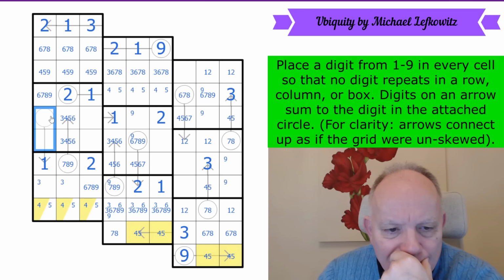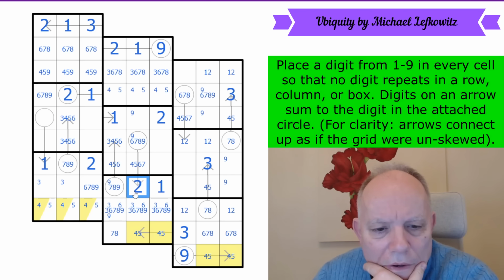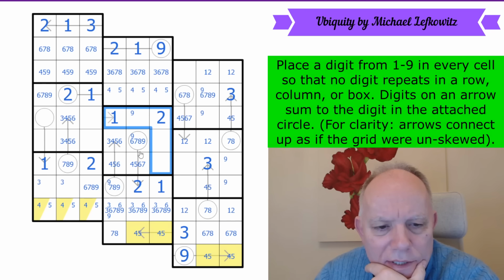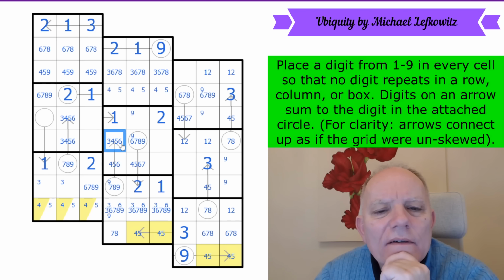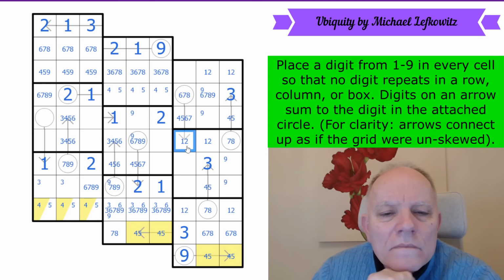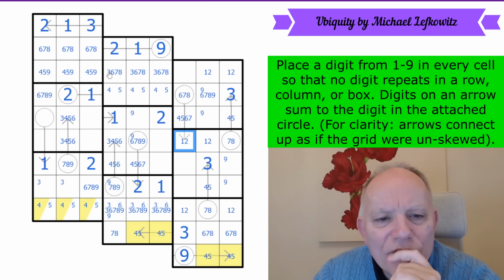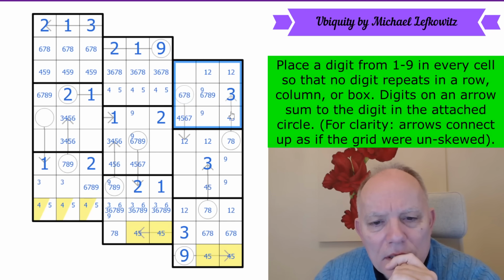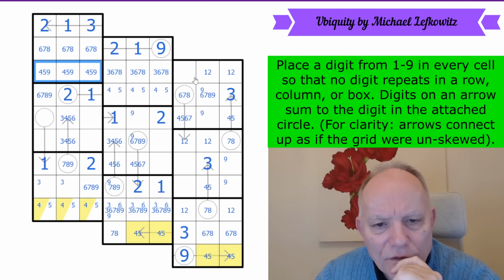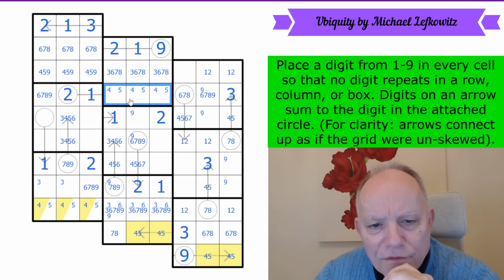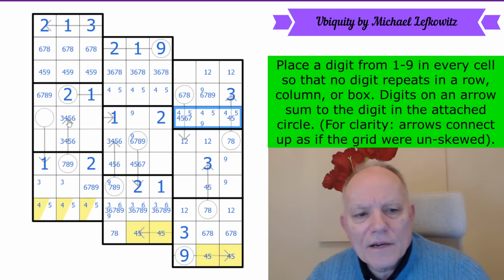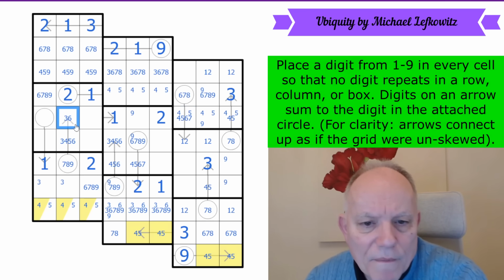What of it? I don't know. What about 3 in this box? Oh, it could be there. Ah, 4 and 5 in this box. I could have done this ages ago. That's a 459 triple looking at those cells. There's a 4-5 pair looking at those. So 4 and 5 must be in this group of cells. And now this digit can't be 4 or 5.